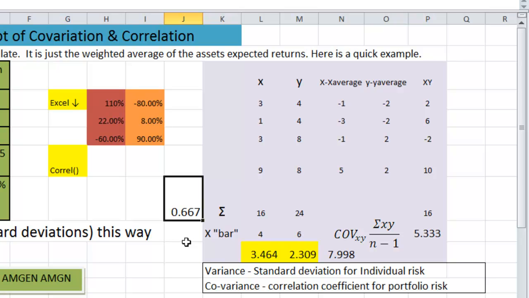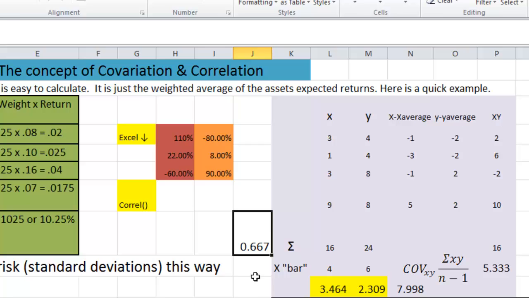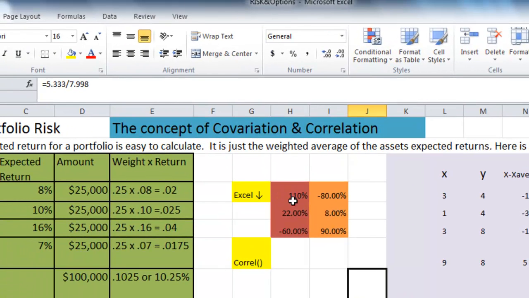So I'm going to do one in Excel, to show how easy it is with Excel. Now here I've got, in these two boxes, two stocks' returns. In the burnt red and the orange, I can see that this year this stock did 110% return, whereas the second stock lost 80%. This stock dropped 22%, and this one actually went up 8%, and this one dropped to negative 60%. This one went up to 90%.